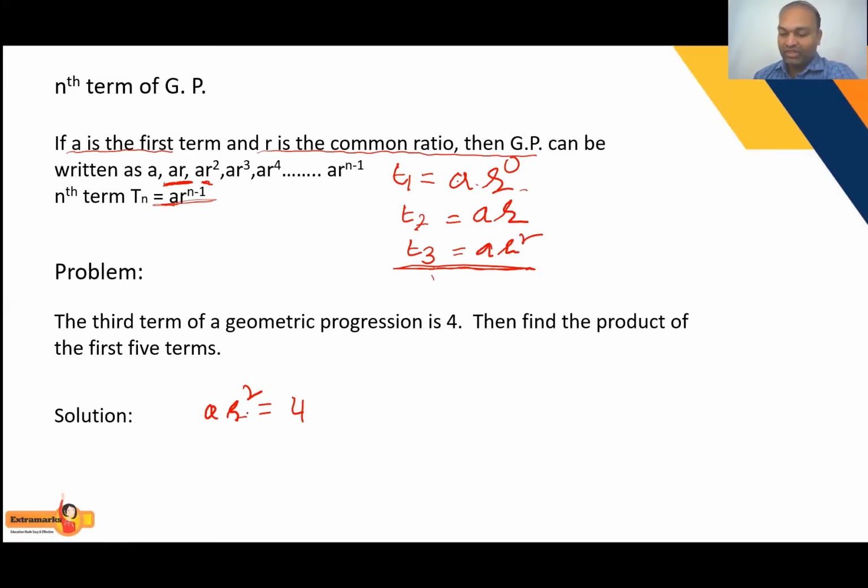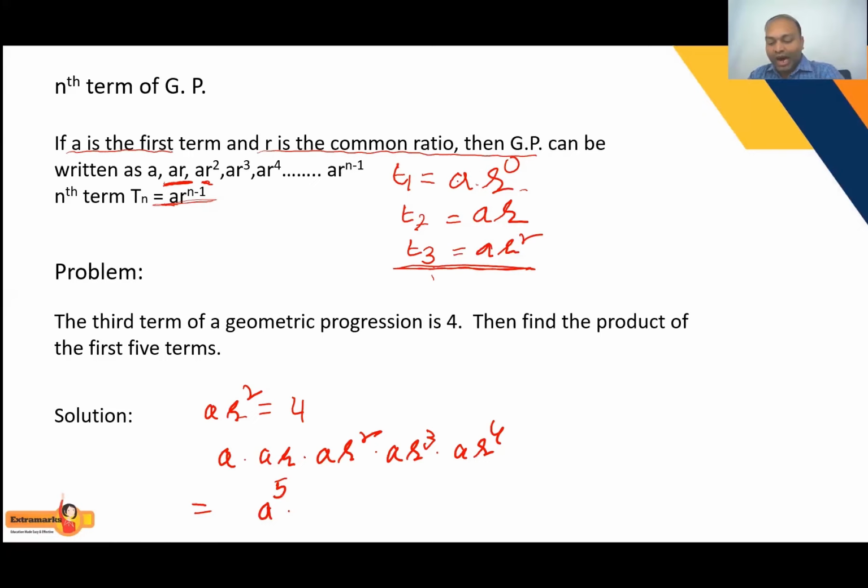Right. Okay. The first term is a, the second term is ar, the third term is ar square, the fourth term is ar cube, and the fifth term is ar power 4. Now simplification, you observe this one. a into a and so on. a is repeated 5 times, so this value can be written as a power 5.